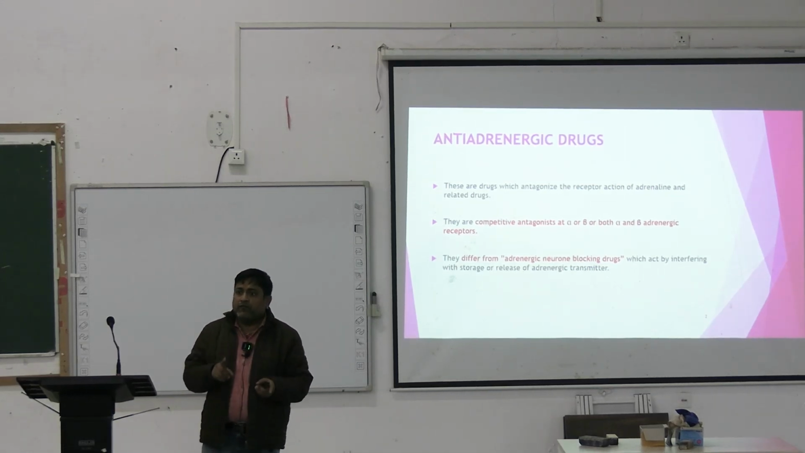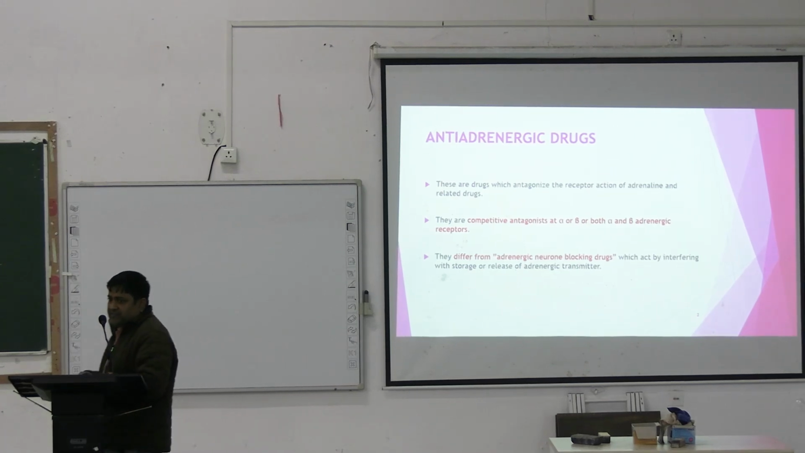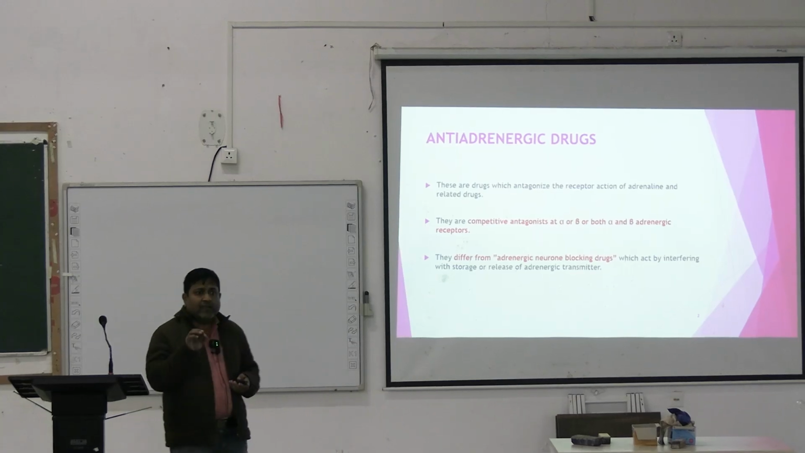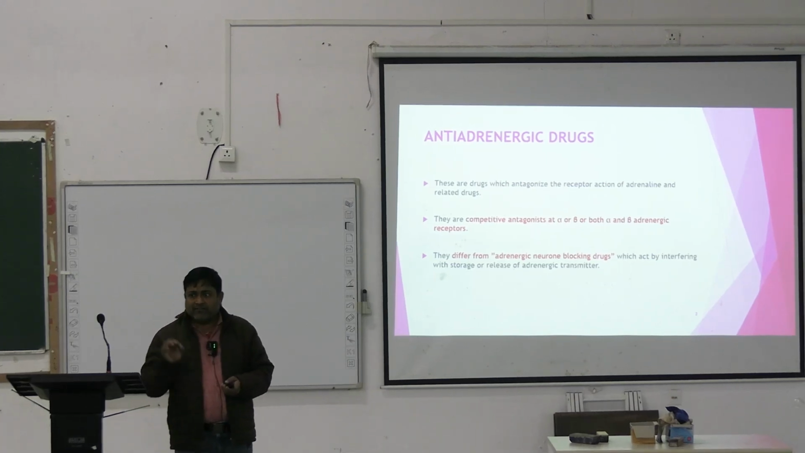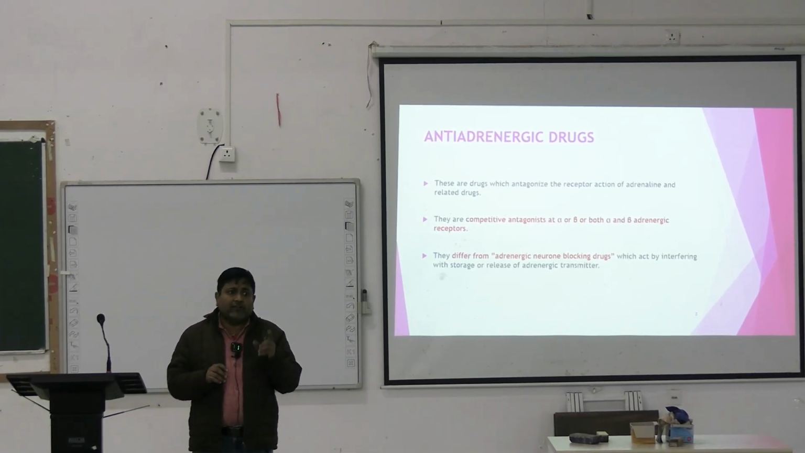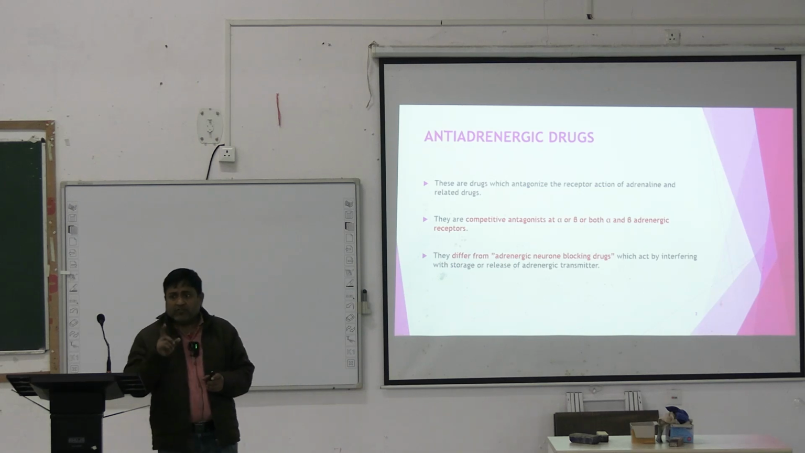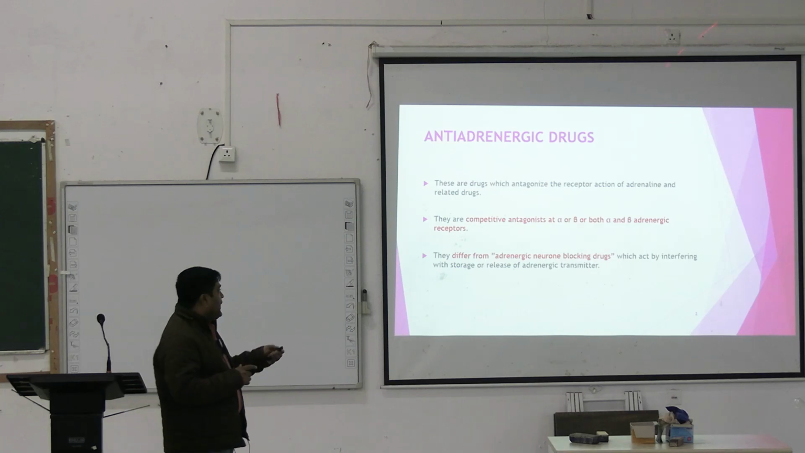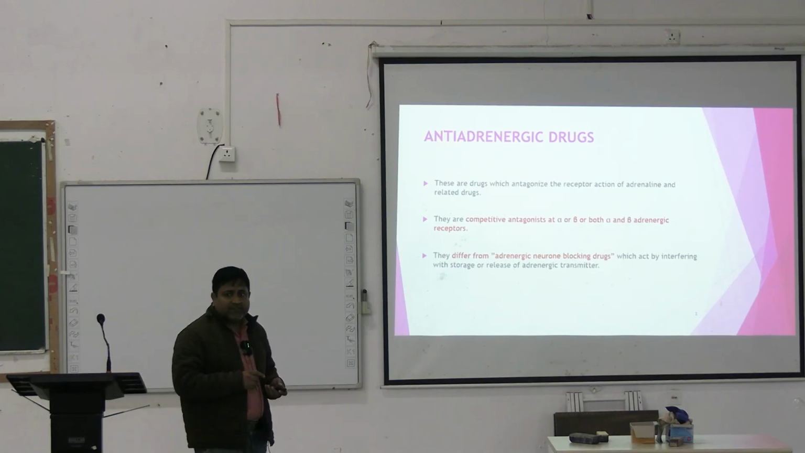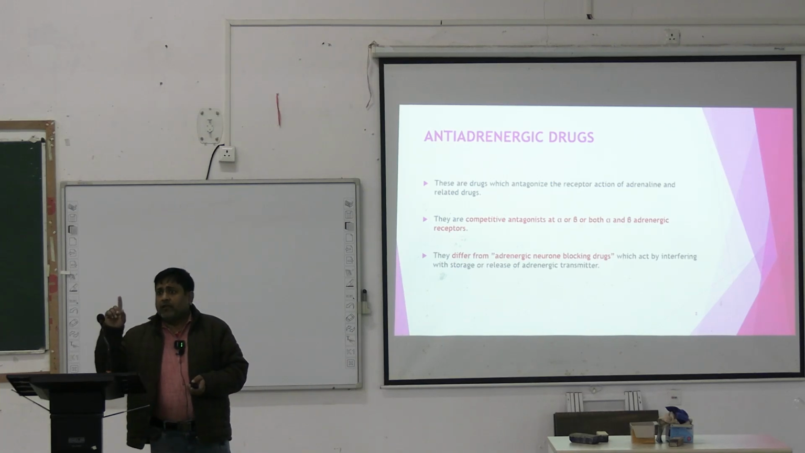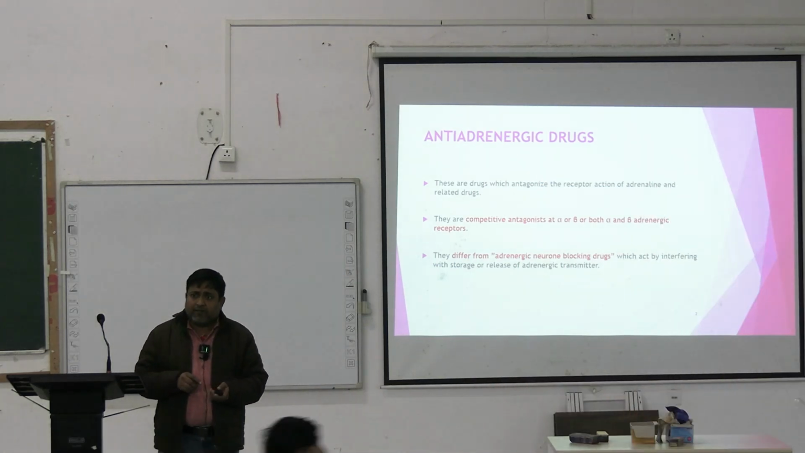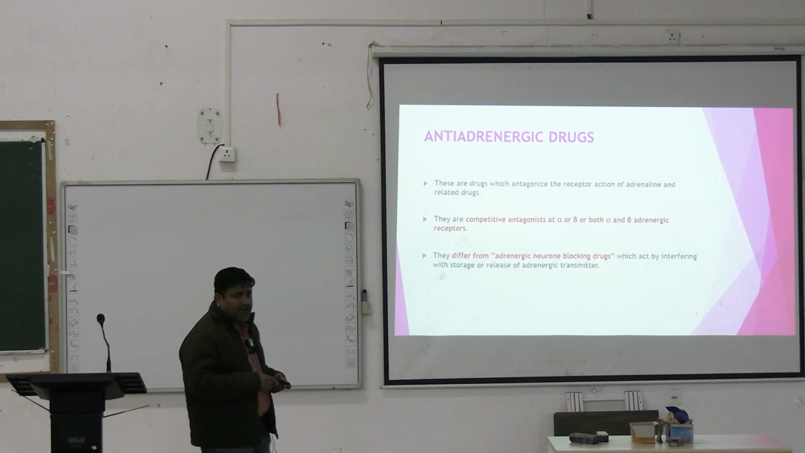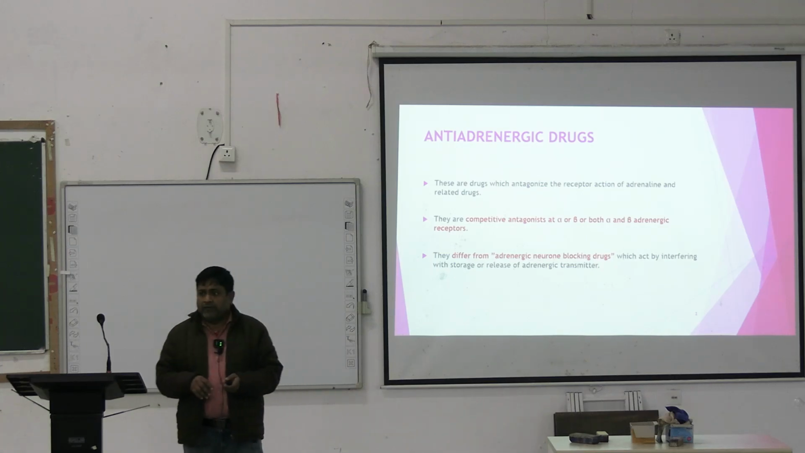Now there is a difference between anti-adrenergic drugs and adrenergic neuron blocking drugs. Adrenergic neuron blocking drugs either modulate the storage or inhibit the storage or release of the catecholamines, while the anti-adrenergic drugs bind to the alpha or beta receptors and antagonize them. Examples of adrenergic neuron blocking drugs are reserpine and guanethidine. Okay.